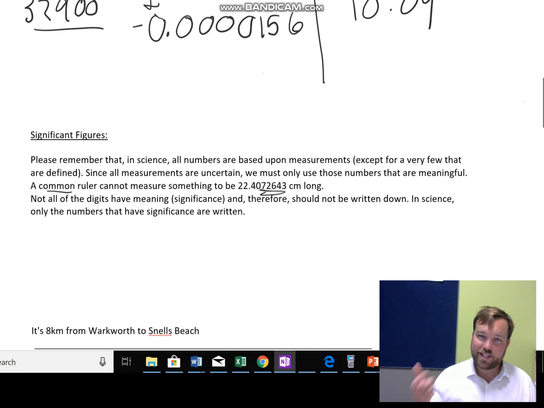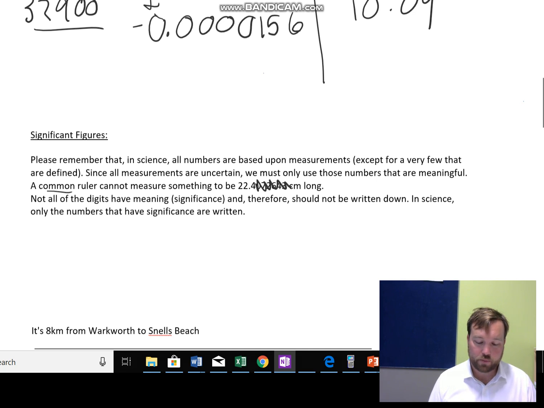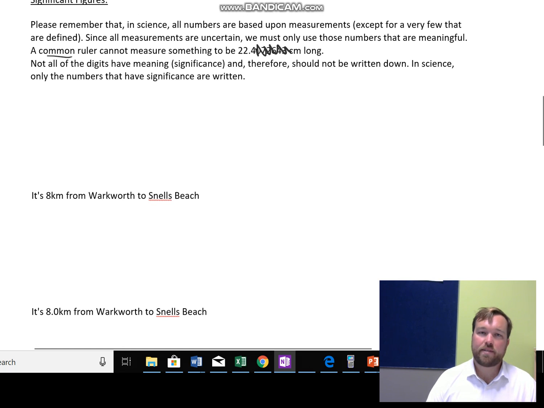So the number of digits in a number actually implies a level of accuracy. If we were writing this, what would make sense is for me to say 22.4, and even then, with a common ruler, I wouldn't be 100% certain about the 0.4. But 22.4 would be a reasonable shot with a normal ruler. Similarly, in normal conversation, things can have a level of accuracy.